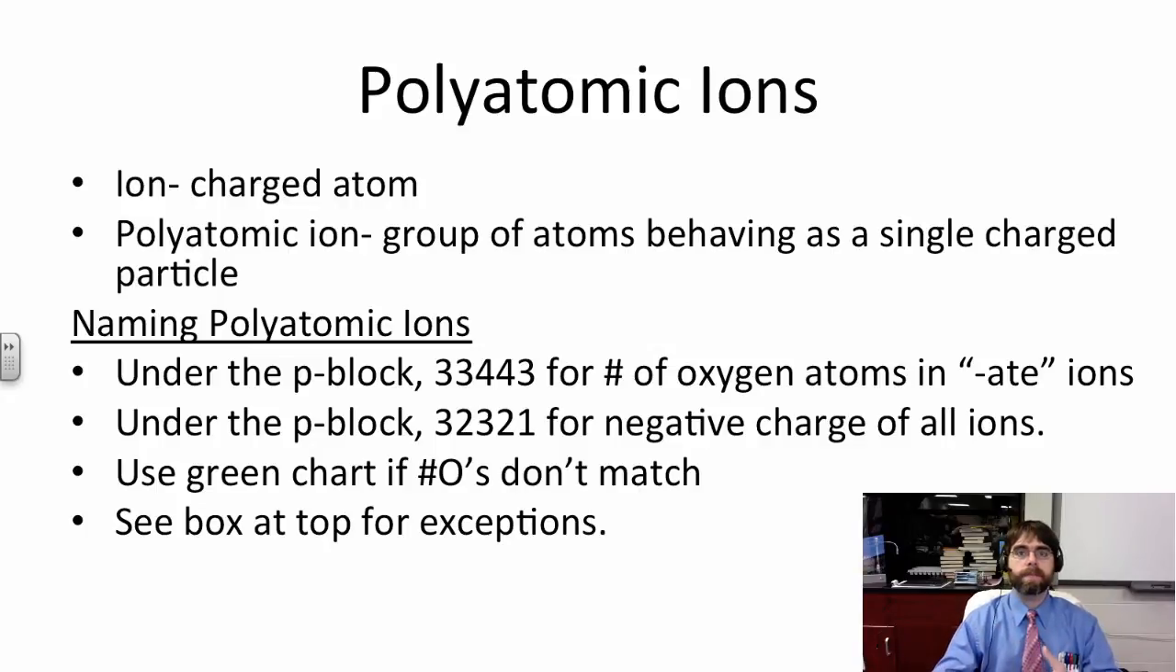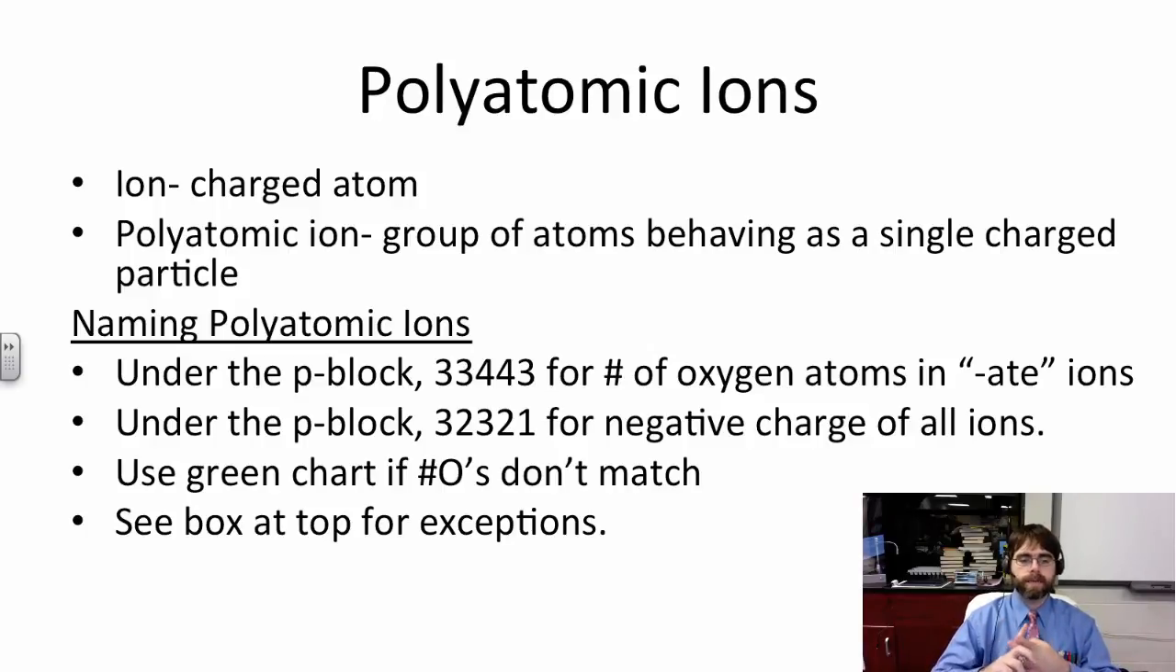But anyway, underneath the P block, there is the 33443, and that first row of numbers tells us the number of oxygen atoms in the -ate version of the ions. And then underneath that, there's another row, 32321, and that tells you the negative charge of all versions. Really, it's almost all versions of those ions. So then we can figure out the formula of a polyatomic ion.